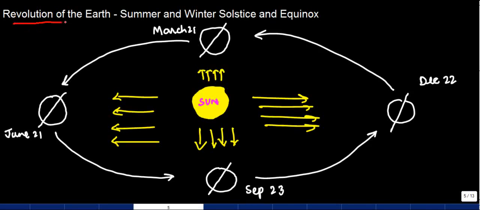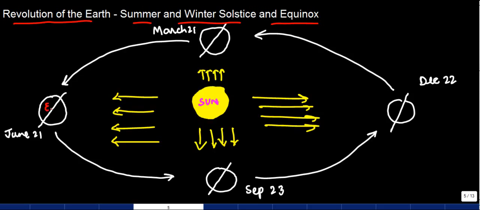Revolution of the earth, summer and winter solstice, and equinox. Now I told you in the video where I explain the types of motions of earth, that revolution of earth is what? It is the movement of the earth.